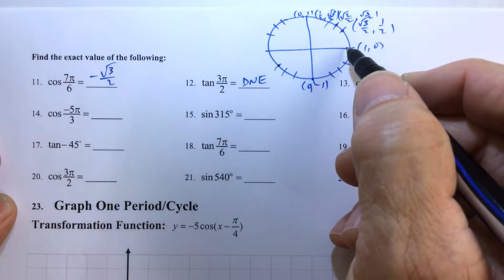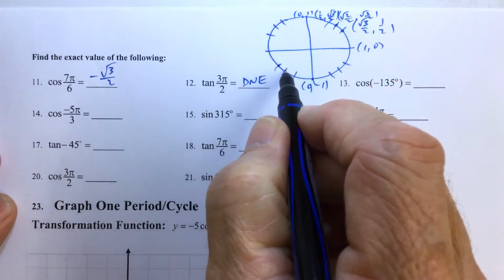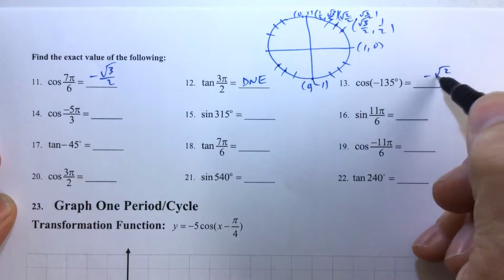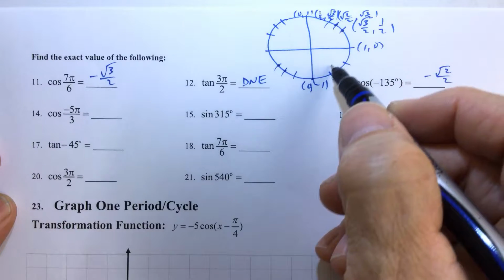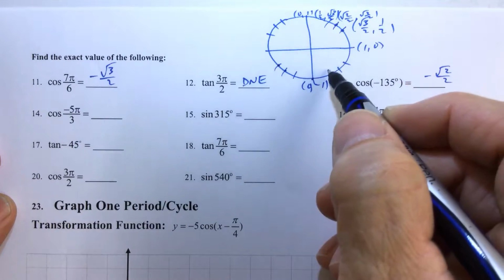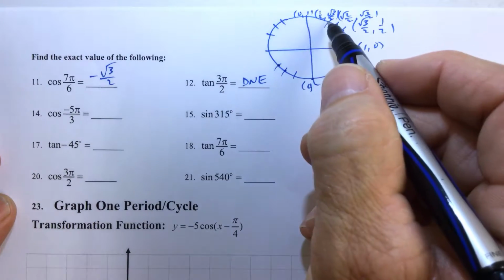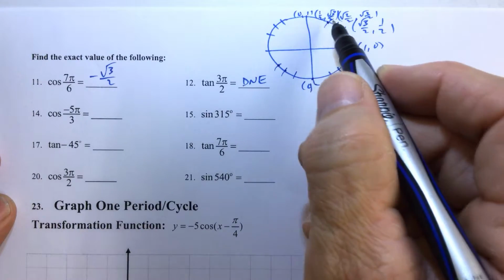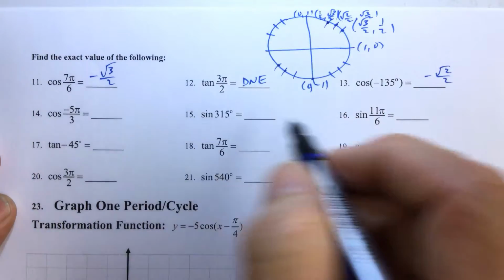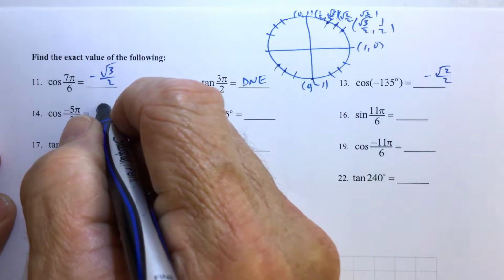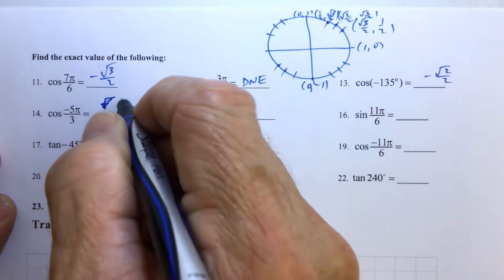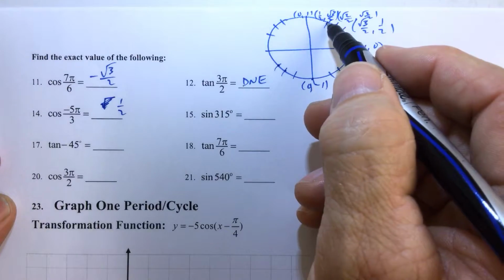Cosine of negative 135, so we come over right there. Cosine would be negative radical 2 over 2, the x coordinate. Cosine of negative 5 pi over 3, come 1, 2, 3, 4, 5, is right there. And the cosine of that angle is, again, the x coordinate. Did I say y coordinate over there? The x coordinate would be 1/2. So the x coordinate right there is 1/2.